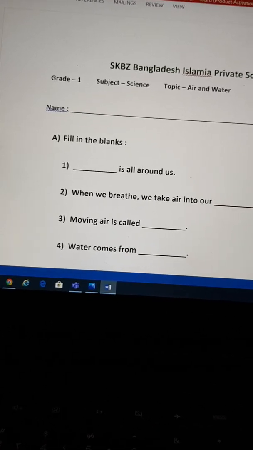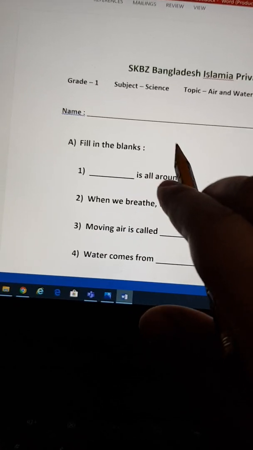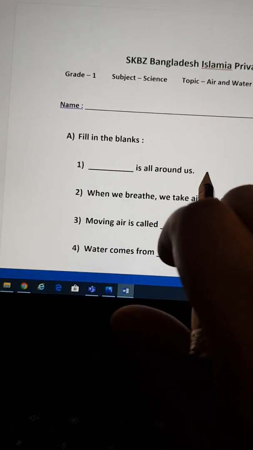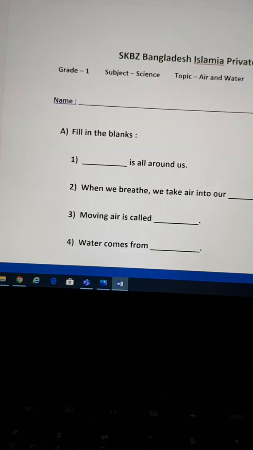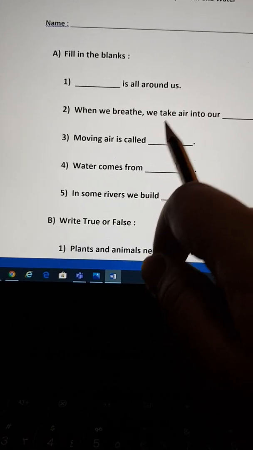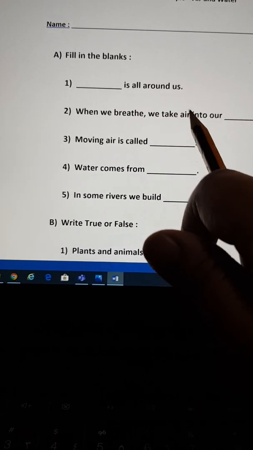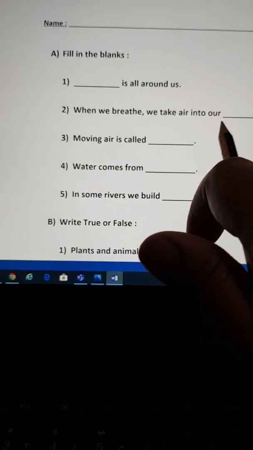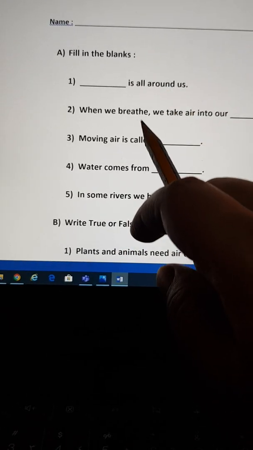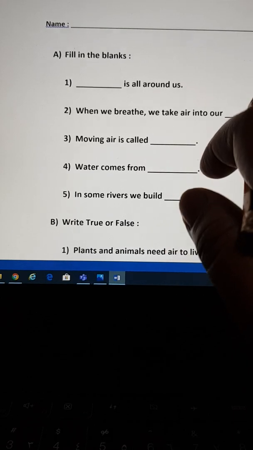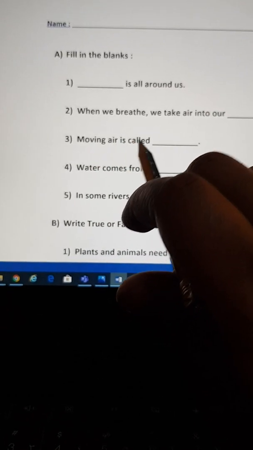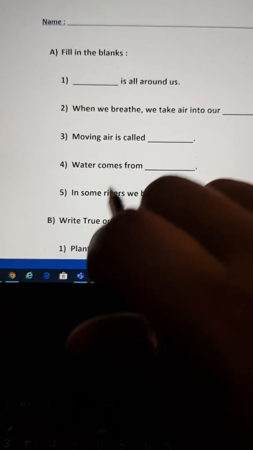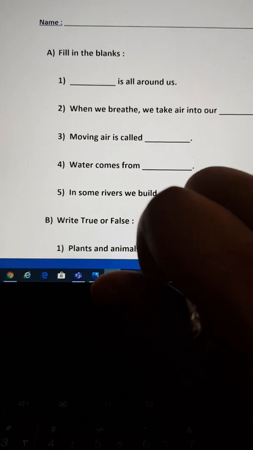Then let's move forward. Number A, fill in the blanks. Number 1, gap is all around us. What is all around us? Air is all around us. When we breathe, we take air into our, which body part do we take air into when we breathe? Lungs. When we breathe, we take air into our lungs. Moving air is called wind. Water comes from rain. In some rivers, we build dams.